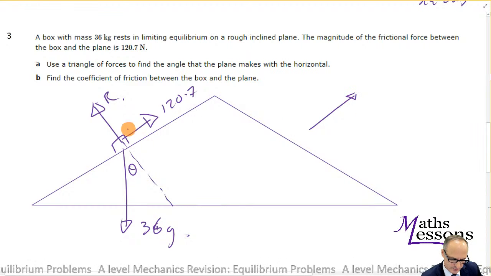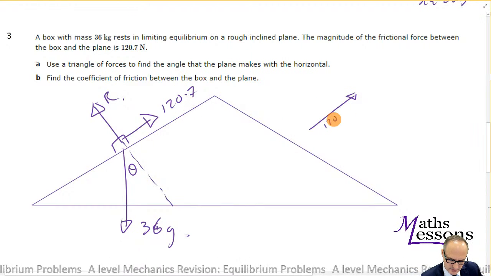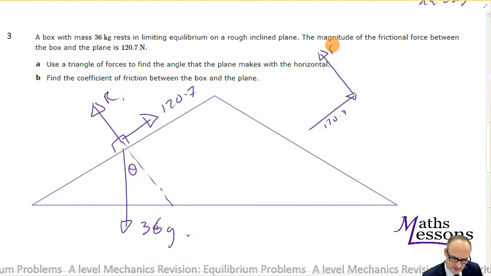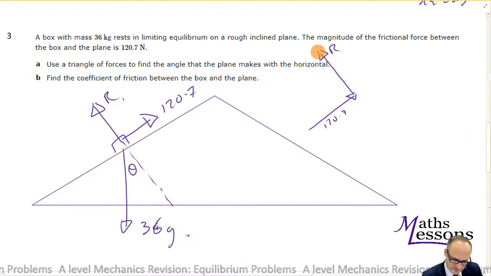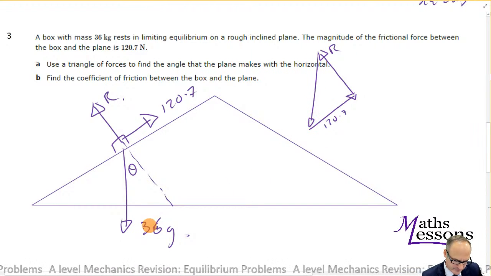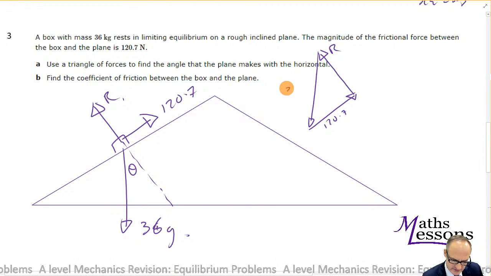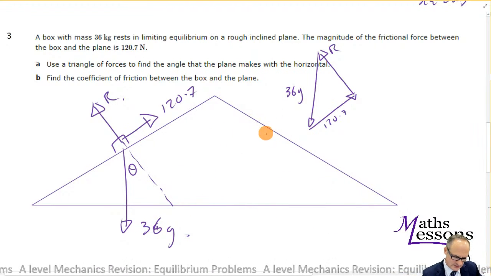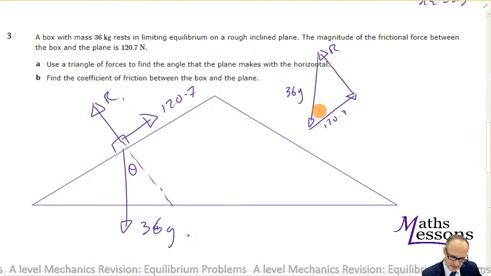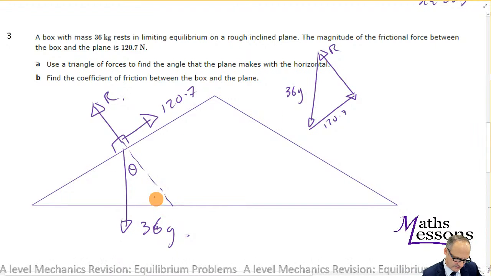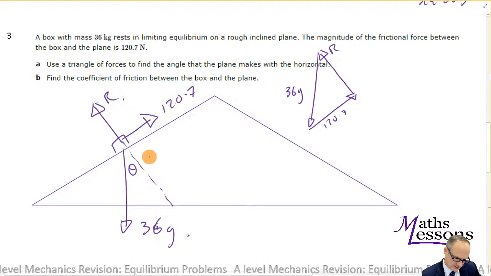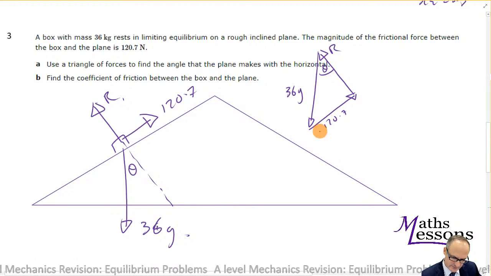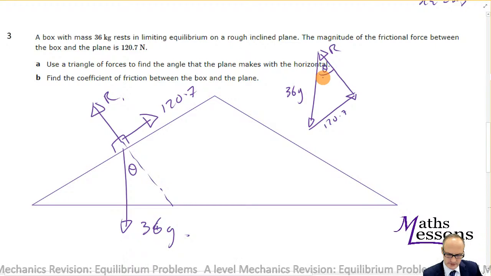So I'm going to put the 120.7 newtons going that way. I'll put the normal reaction going that way. And then I'm going to have this one going straight down, the 36g here. And therefore, I'm going to call this angle theta there. So that's my theta here. I'm going to work on it using this.